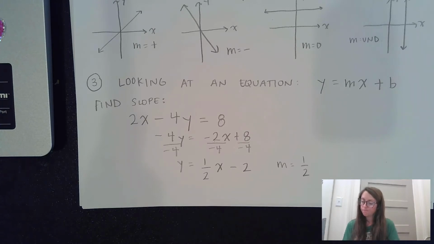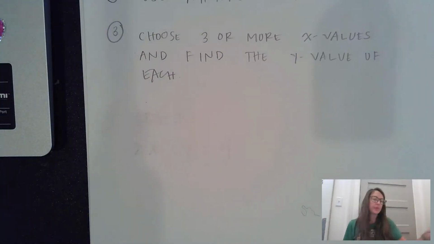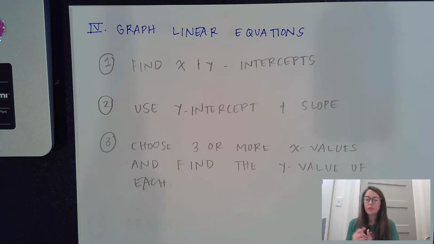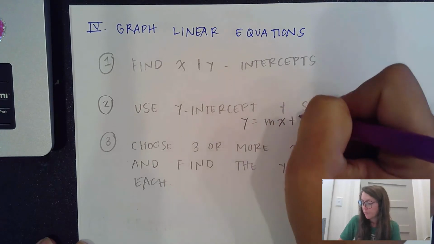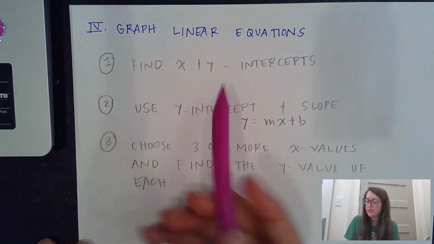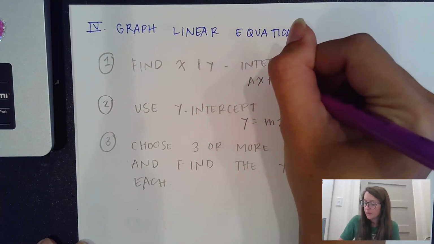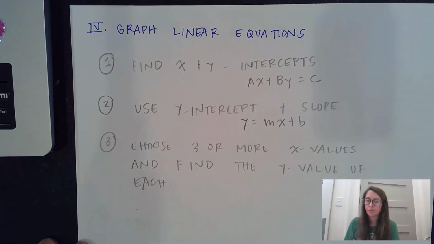Okay. All right. So let's look at how to graph some linear equations. You can graph your linear equations using your x and y intercepts, which we did yesterday. You could use the y-intercept and the slope, so it would be in this form. Usually if you were to find the x and y intercepts, it would be in the standard form. Like this. This is standard form here.